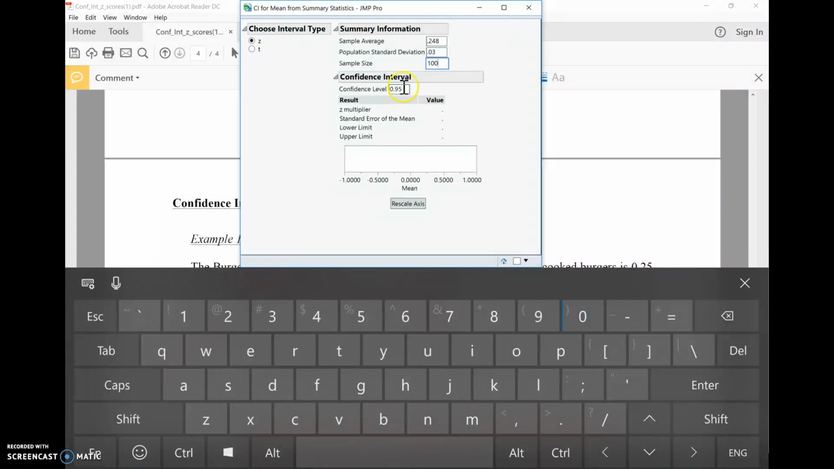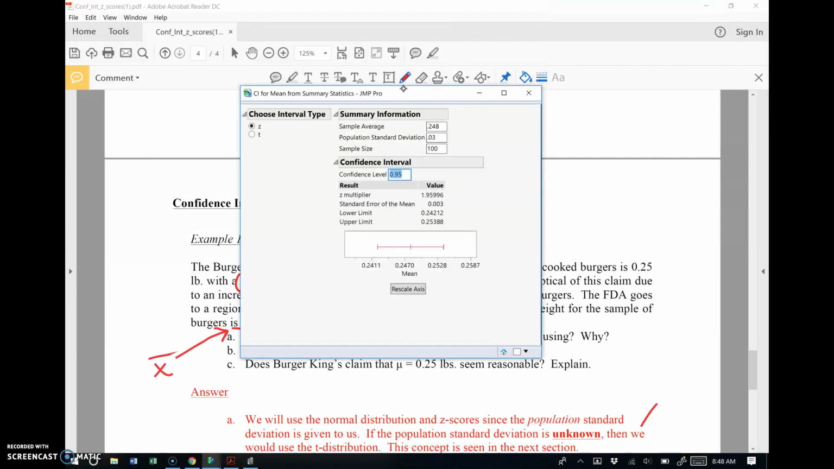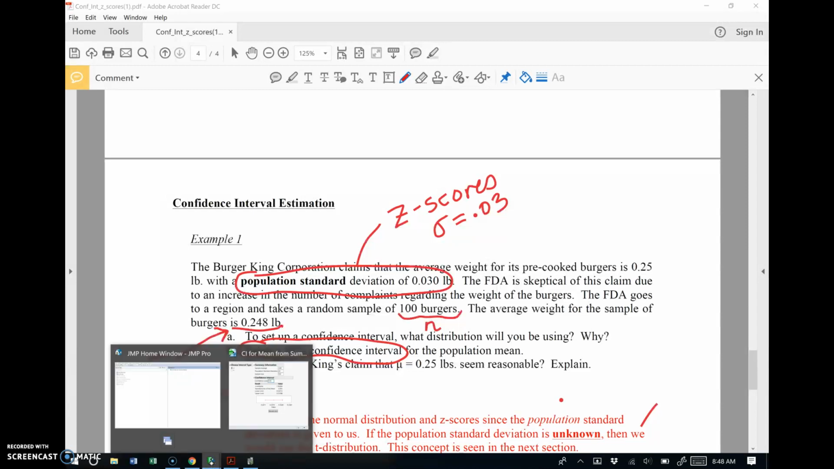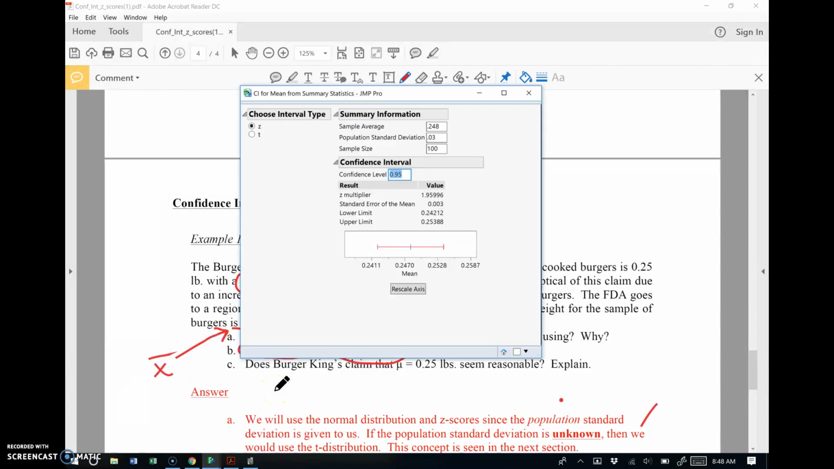All right, so the next thing it wants to know is, what kind of confidence interval do you need? Do you want a 95%, 99%? Well, if we go back to the question, it says, set up a 95% confidence interval. So I'll go over here, and that's the default, 95%. And if you click somewhere else in the menu, it automatically calculates the confidence interval for you.